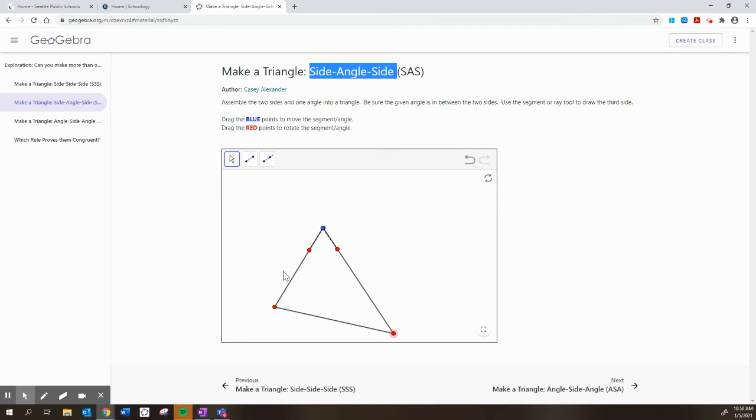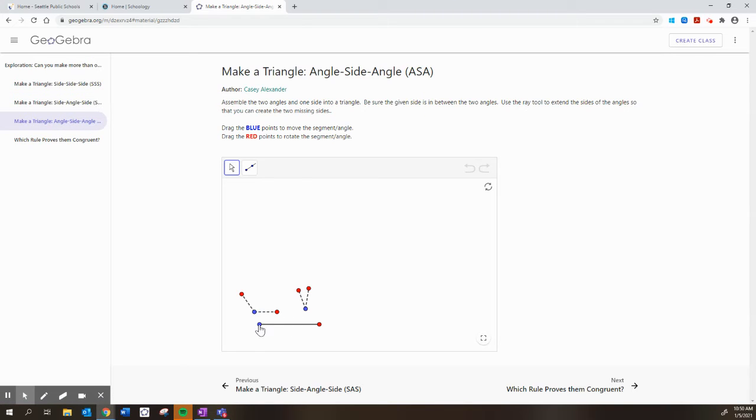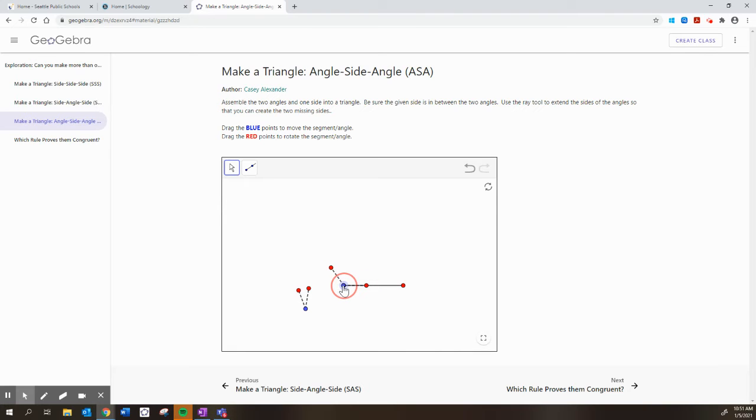So if you have two sides and the angle that's in between them, that's another way to prove that triangles are congruent. The third way is called angle side angle. So let me do this one real fast. If you take an angle like this one, and you take a different angle like this one here, and you line them up with a side that's in between them, right?